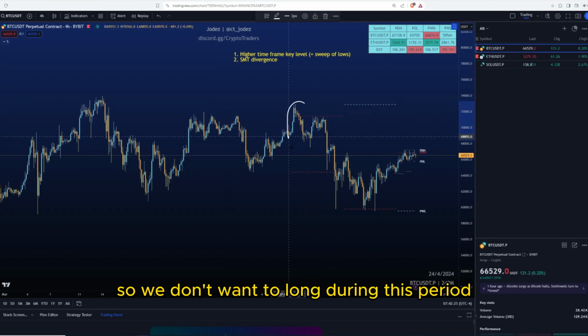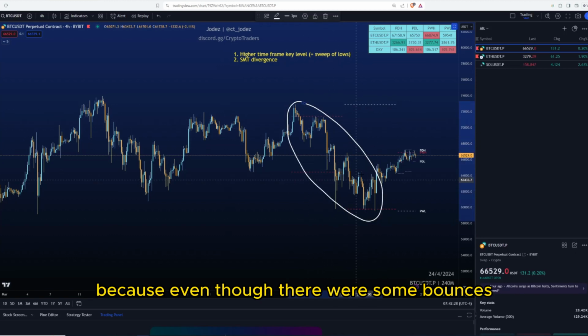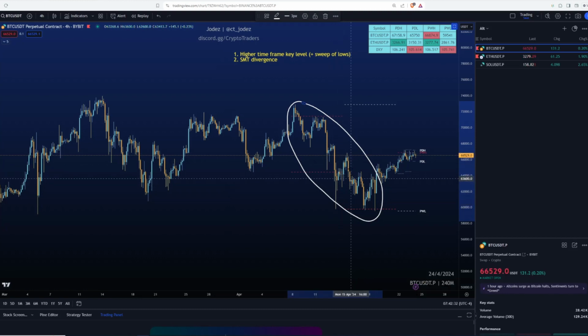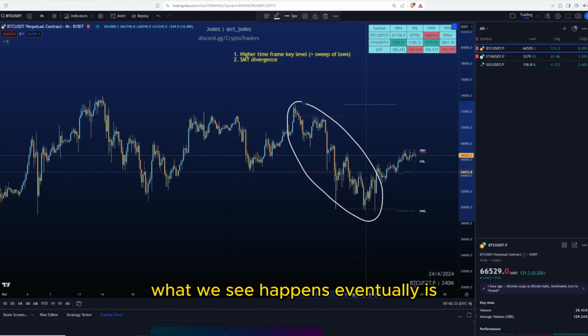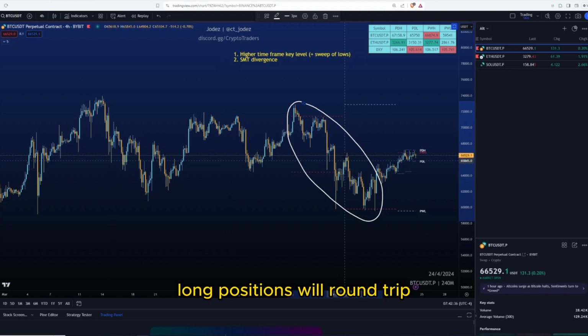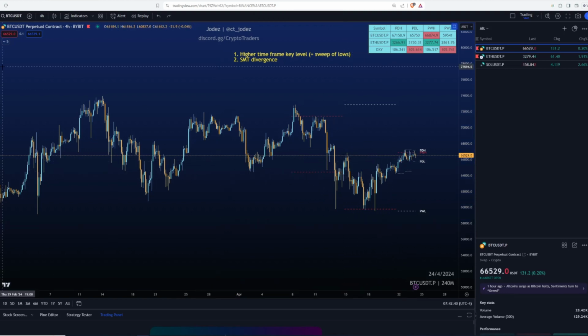We don't want to long during this period, because even though there have been some bounces, what we see happens eventually is long positions will round trip as the price forms a new low.